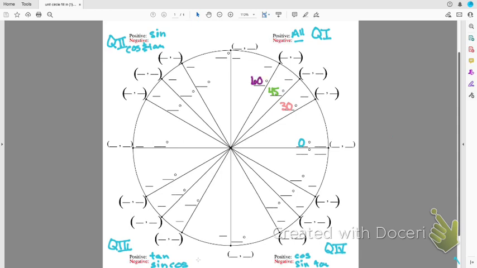Okay, so what's the next angle? 60. 90. Okay, now I'm going to skip over here. What angle's this? See where I'm drawing a dot? What angle's that? 180. And then I'm going to skip down. And this is 270.